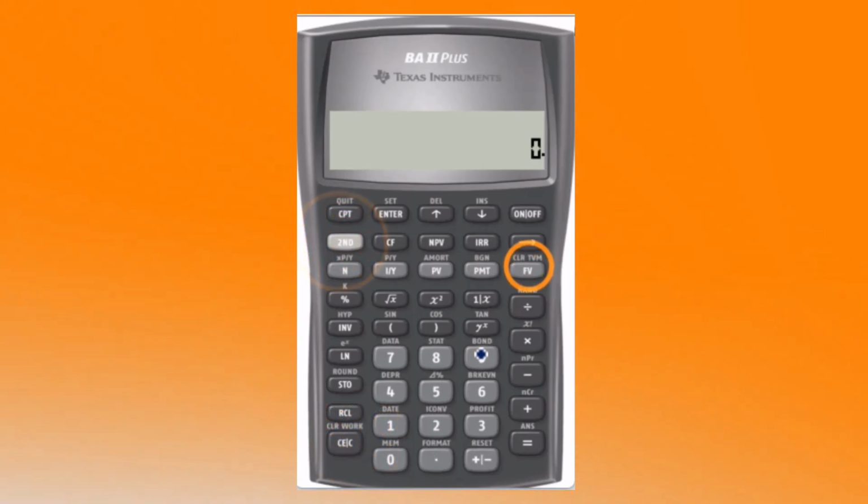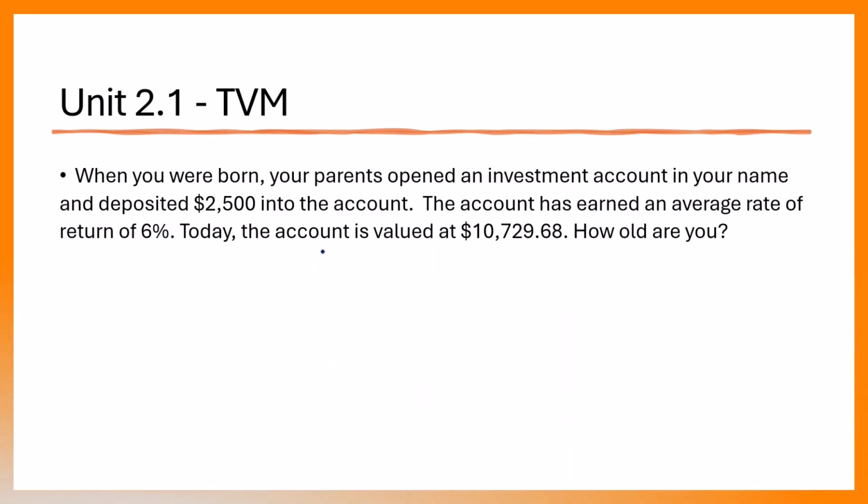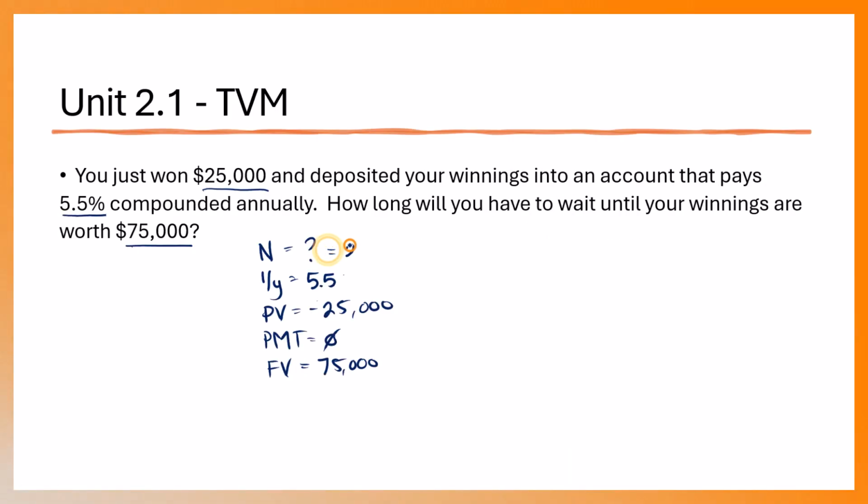Clearing my time value of money, 5.5 for my IY, negative $25,000 for my PV, 0 for my payment. Did I put 25? $75,000 for my FV. Well, no, real quick. Yeah, I didn't put 25. $25,000 negative for my PV. There we go. And 5.5 for my IY. Compute N. Looks like 20.52 years.